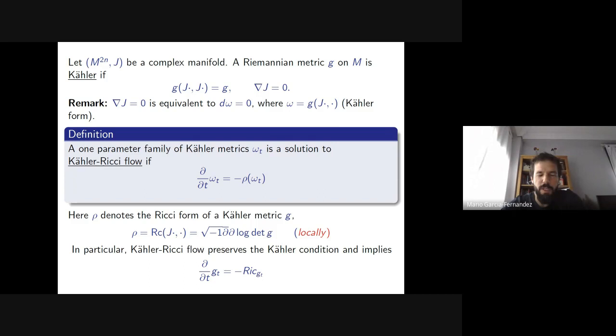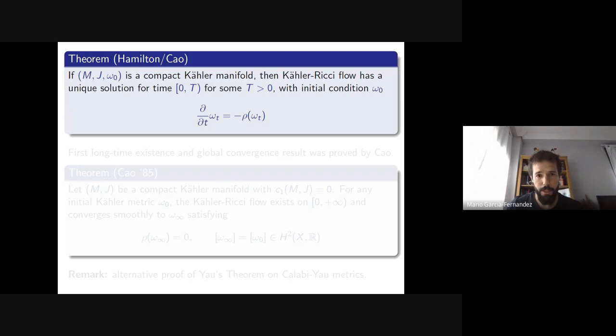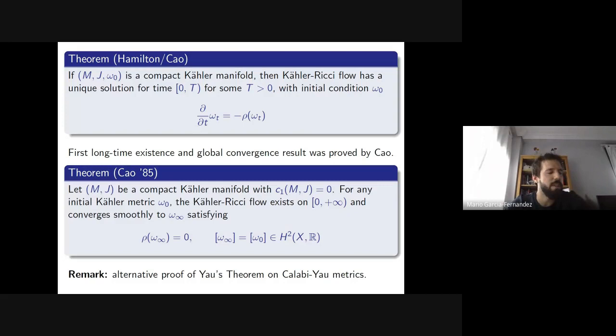The study of Kähler-Ricci flow is quite extensive in geometry, and it started with this classical theorem by Hamilton and Zhao, which states that this Kähler-Ricci flow problem is well posed as a PDE. If you fix a compact Kähler manifold, then the Kähler-Ricci flow with initial condition omega naught, where omega naught is the Kähler form of the initial Kähler structure, exists for some small interval of time, and that's it. This is the starting point of the theory. If you give me a Kähler manifold, I can run the flow. And of course, the question is whether this converges, develops singularities, and so on. The first long time existence and global convergence was proved by Zhao in '85.